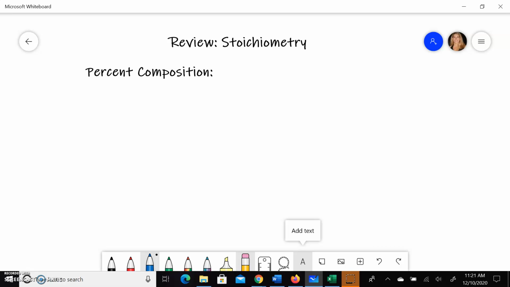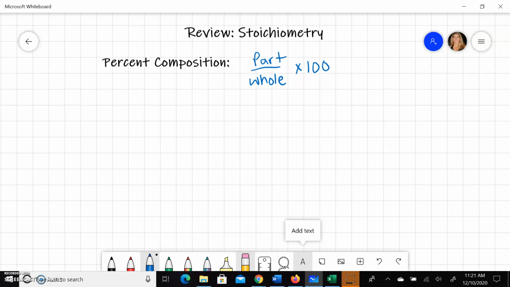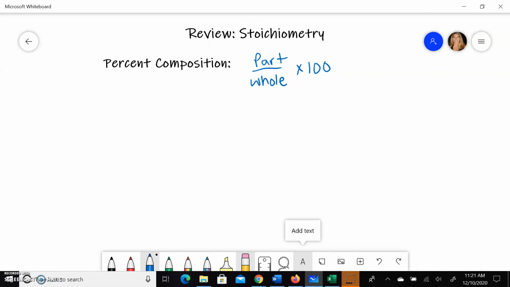This is a part over a whole times 100. So for example, if you were going to do the percent hydrogen in something, you would do the molar mass of hydrogen divided by the molar mass of the whole thing and then times 100. And sometimes they ask you for just one element, or if they say what is the percent composition, that means the percent of each element in the compound.